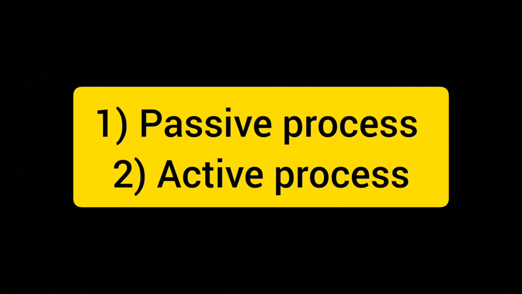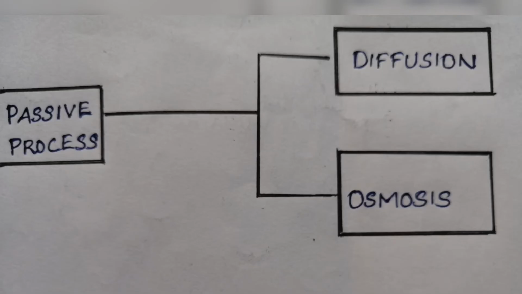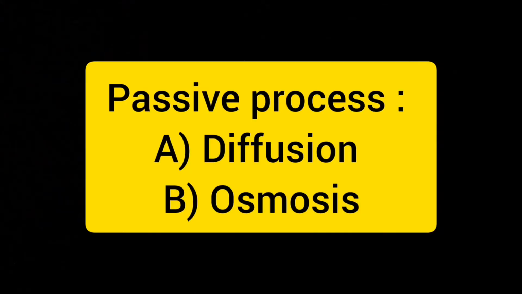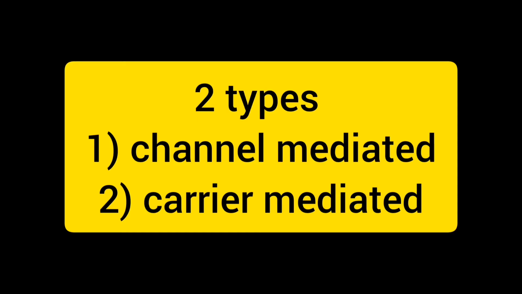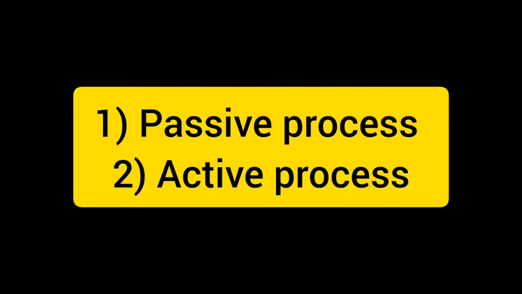Next, passive processes are of two types. First, diffusion. Second, osmosis. And diffusion is again classified into two, simple diffusion and facilitated diffusion. Again, facilitated diffusion has two types, channel mediated and carrier mediated. So that is the passive process.